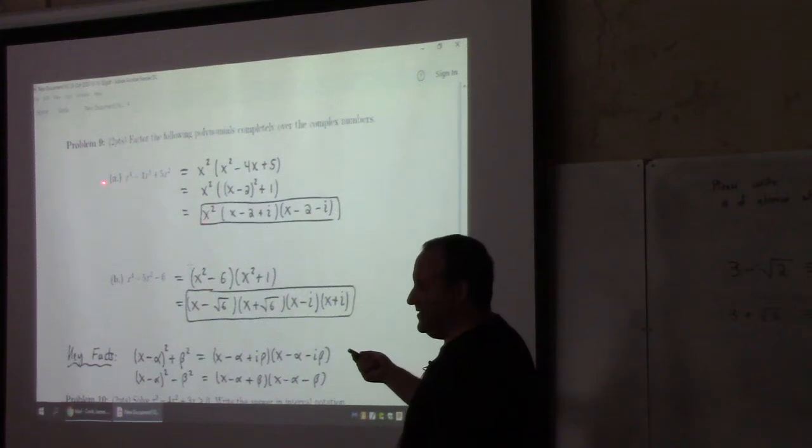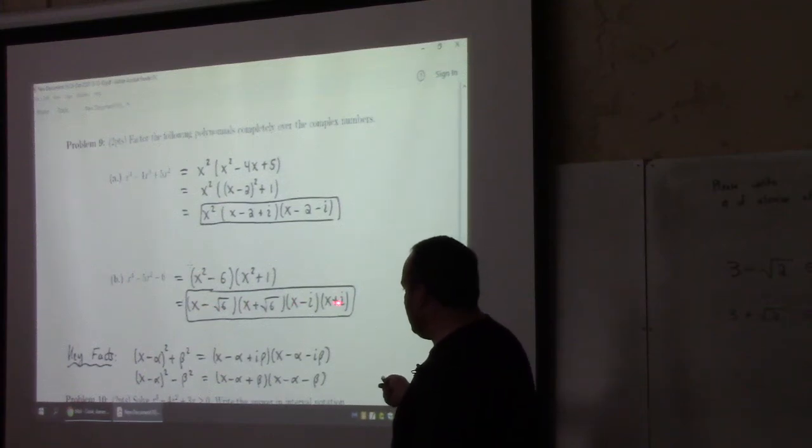So I can factor x squared out of this because it's got x to the 4th, x cubed, x squared. Factor x squared out, then complete the square, and then it factors as complex. The next one is a quartic. It factors like so, and then this gives me these real factors, and x squared plus 1 factors as x minus i times x plus i.